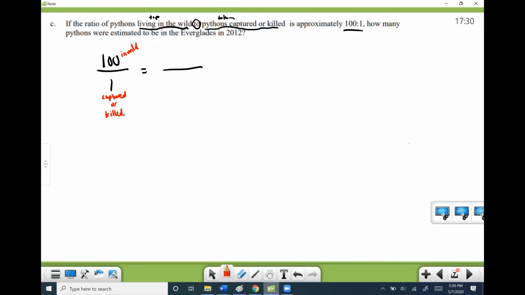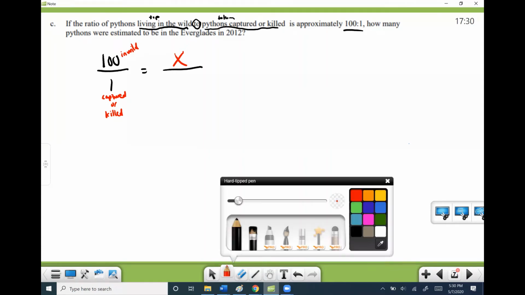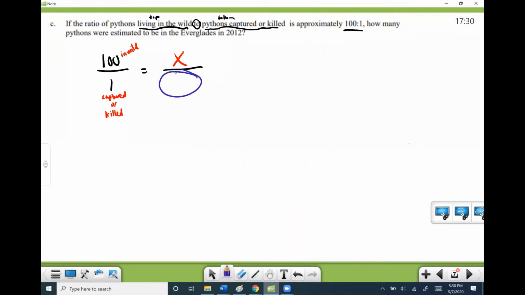How many pythons were estimated to be in the Everglades? So do I want to know how many were in the wild, or how many are captured or killed? The Everglades sounds like the wild, huh? So I'm going to put an X up here, because I want to know how many were in the wild, how many were in the Everglades. That means I must know this, or at least I need to find it right here. This is the ones captured or killed, right?